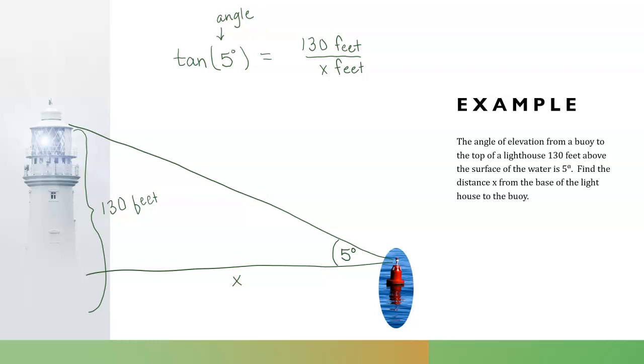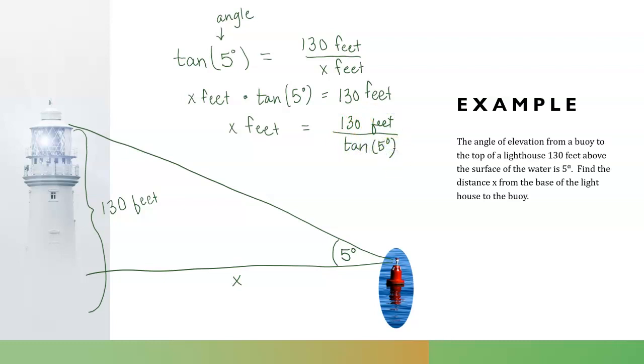If I were solving for x, I would then multiply both sides of this equation by x so that the x could be on the top. So it's x feet times tangent of 5 degrees equals 130 feet. And then I'm going to divide by tangent of 5 degrees. Tangent of 5 degrees doesn't really have units, so both sides of my equation will be in feet.